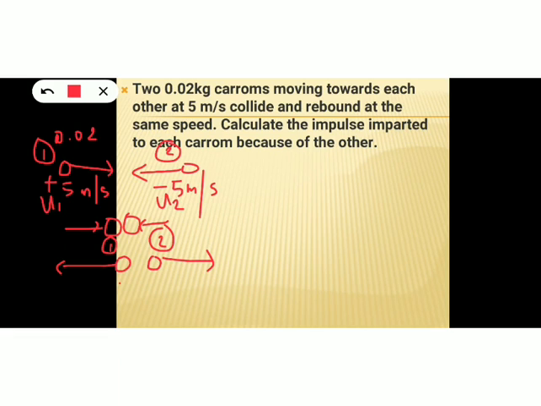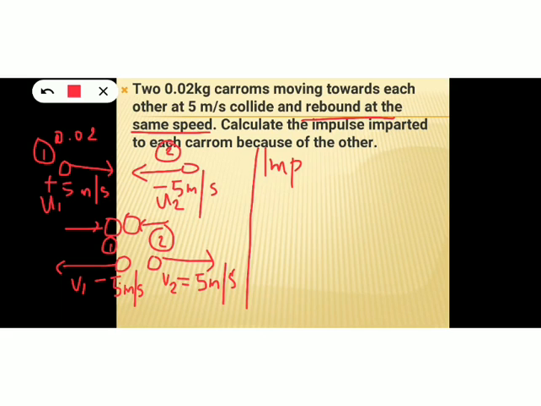Now the first carom moves along the negative x direction, so its final velocity v1 is minus 5 meter per second, because the magnitude of velocity does not change. It is given in the question, rebound at the same speed, that means only the direction changes. The second carom moves with a velocity of 5 meter per second now, because it is moving along the positive x direction. The speed of the carom will not change, but the direction will change after collision. Now we need to find out the impulse, and impulse is found using this equation.